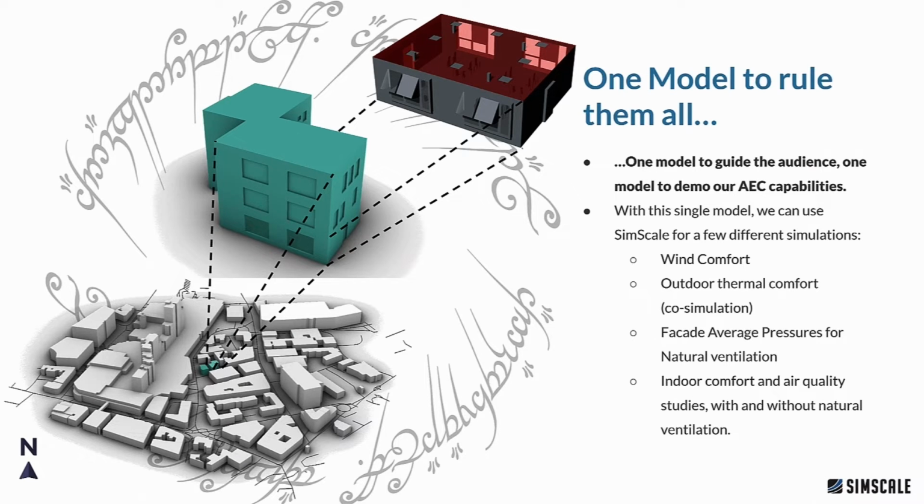Internally we dubbed this project One Building to Rule Them All, because really what we wanted to do is present a design scenario in which we were interested in both the indoor comfort and air quality of a room, but also interested in understanding its outdoor environment in terms of wind comfort, and how well a natural ventilation scenario would actually perform on this building within a deep, complicated urban environment.